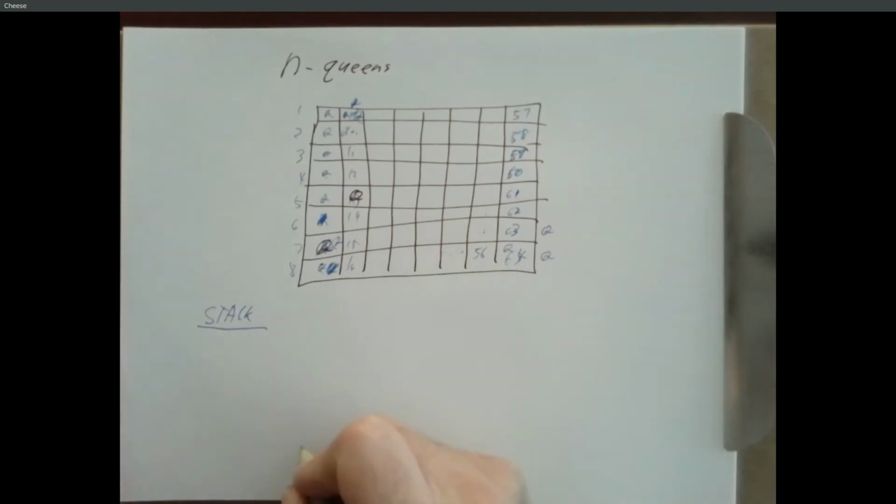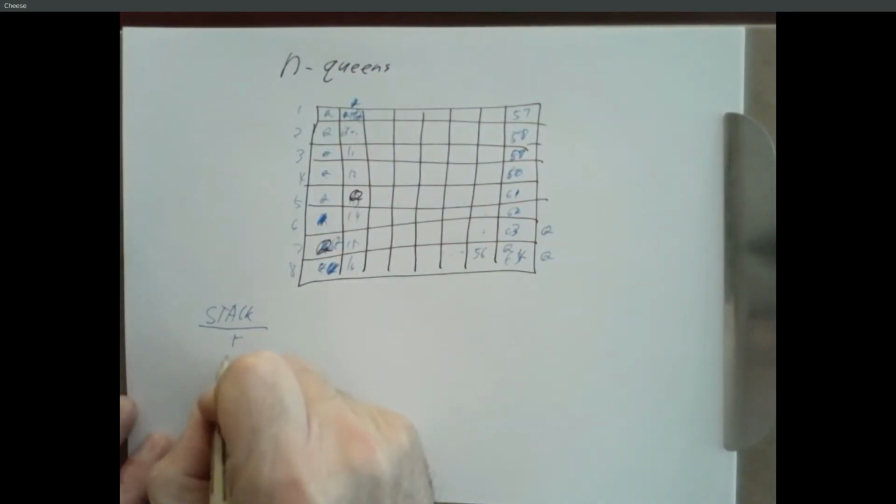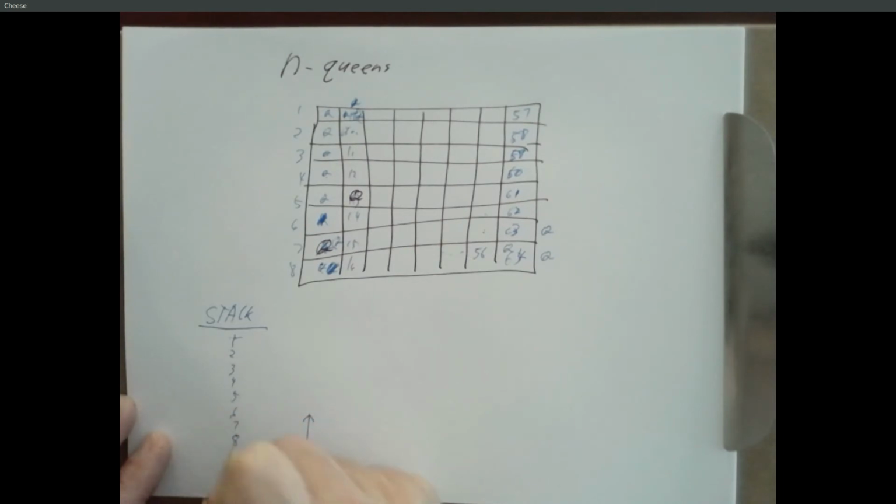So I'm going to add things from the bottom. So the thing up here is going to be the first thing I put on the stack, and the last thing I put will be at the bottom. So I would push on positions 1, 2, 3, 4, 5, 6, 7, and 8.